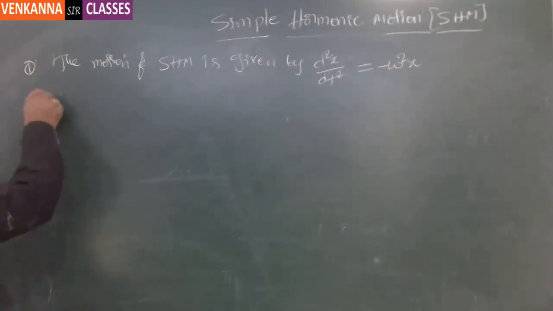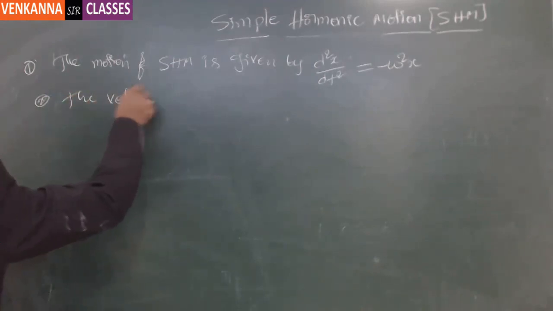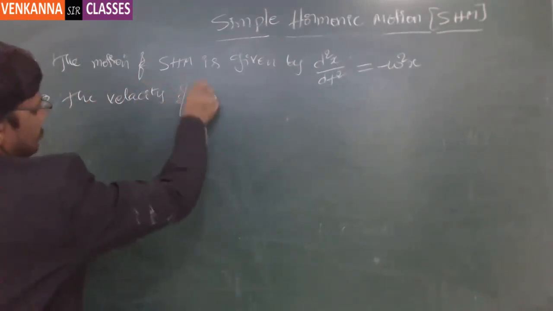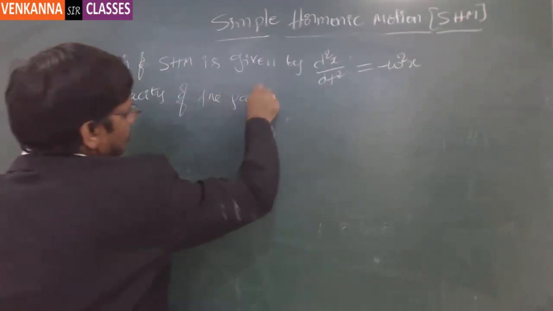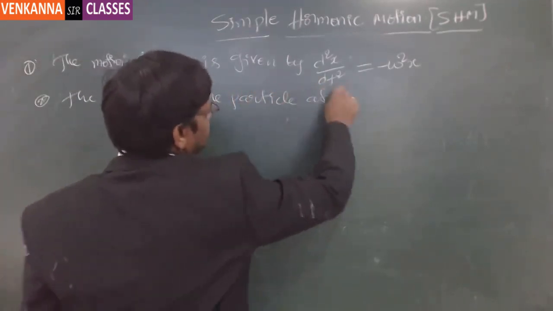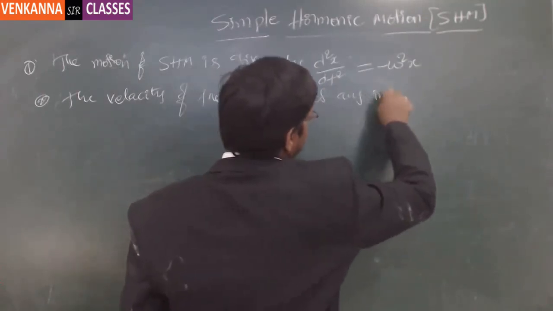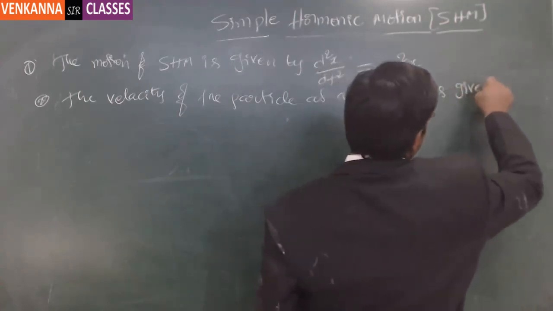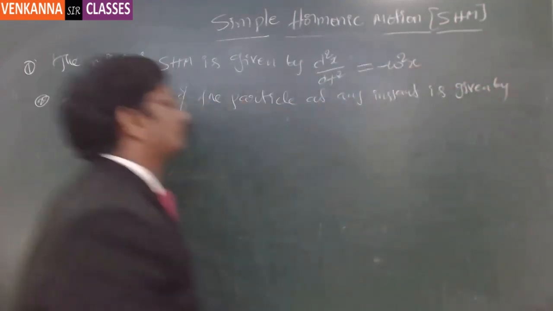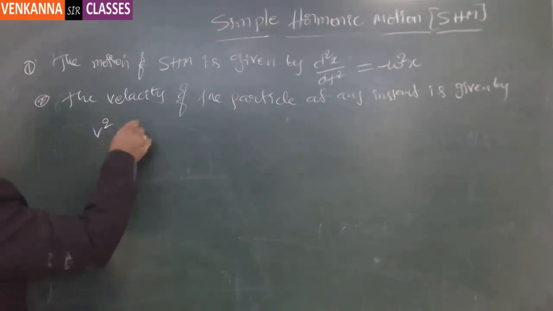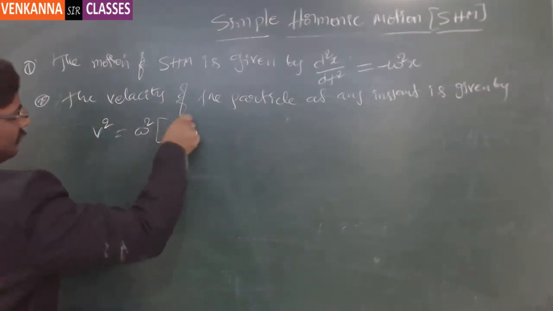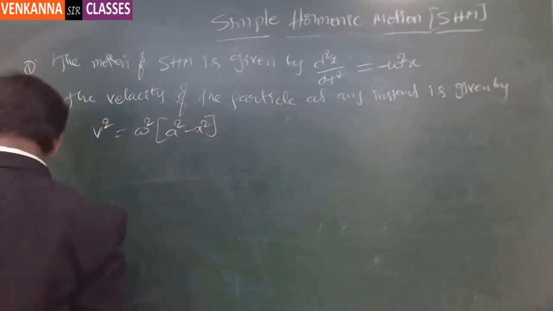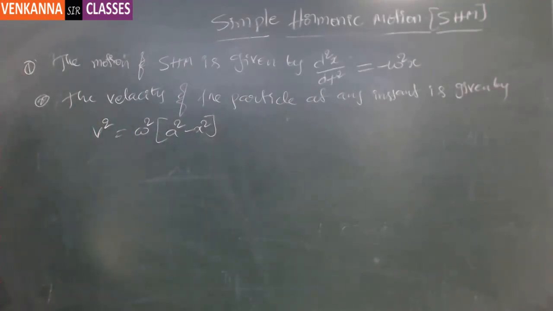And the second one, the velocity of the particle at any instant is given by v square is equal to omega square times a square minus x square. And the third one is maximum acceleration.